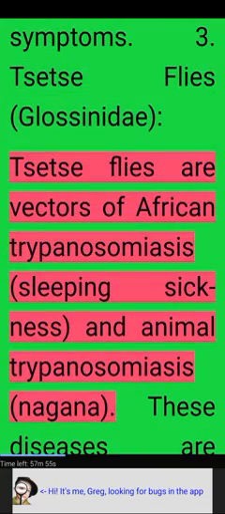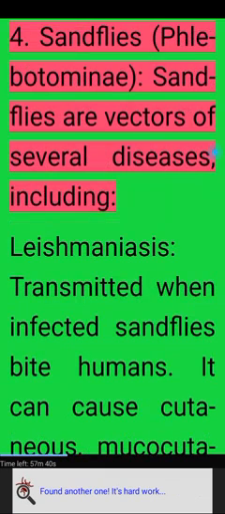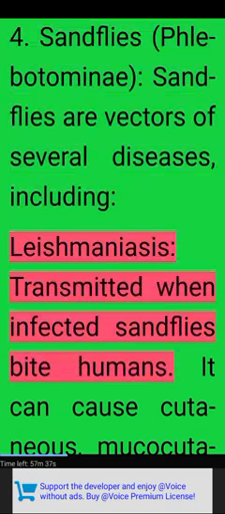Tsetse flies are vectors of African trypanosomiasis, sleeping sickness, and animal trypanosomiasis, nagana. These diseases are caused by trypanosome parasites transmitted to humans and animals through the bites of infected tsetse flies. 4. Sandflies, Phlebotominae. Sandflies are vectors of several diseases, including leishmaniasis, transmitted when infected sandflies bite humans.